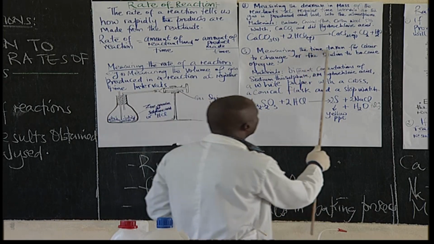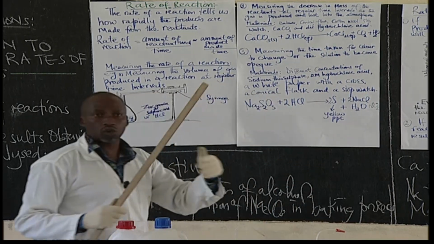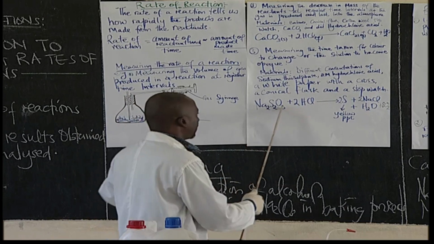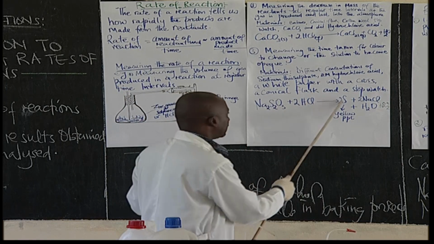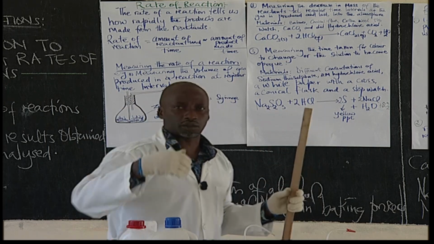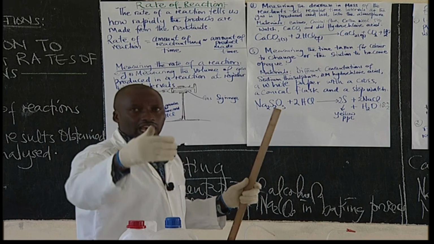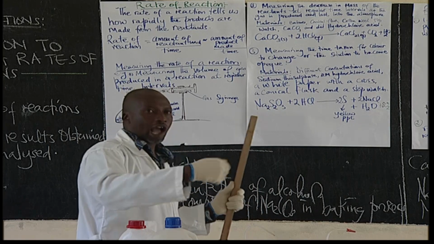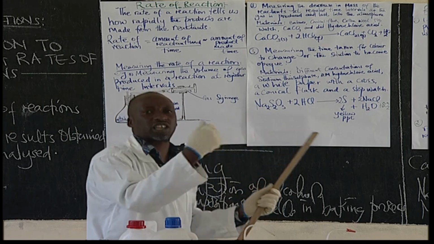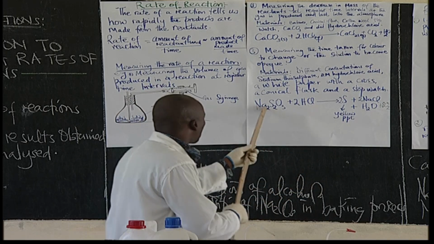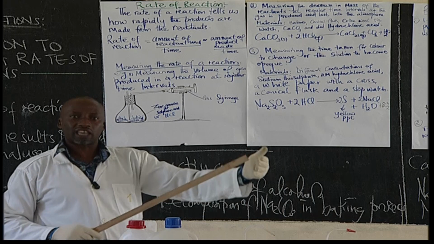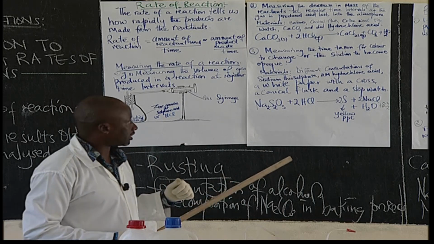Number 3 is measuring the time taken for a color change. I hope we'll look at this one later on. When sodium thiosulfate reacts with hydrochloric acid, it produces sulfur. The sulfur is produced as a precipitate, and it is colored; sulfur is yellow. So how long does it take for the sulfur to form when sodium thiosulfate and hydrochloric acid are used? So we are using the color change in that sense.